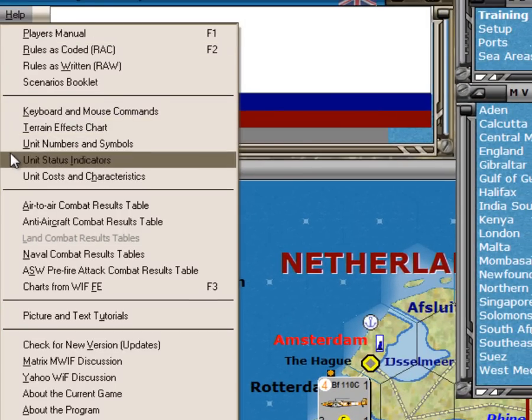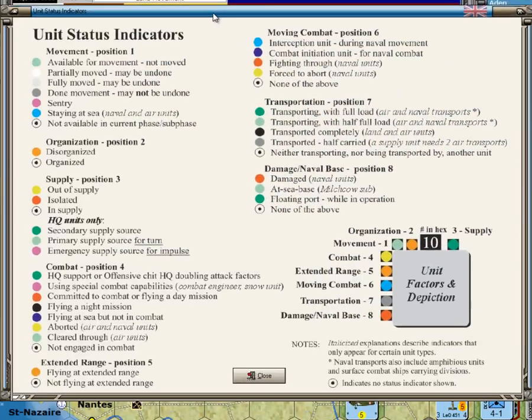In addition to the numbers, you can also bring up the unit status indicators. The status indicators are the little dots that are above the unit depictions on the map and also running down the left-hand side. If none of these dots are lit, then the unit's basically in good shape. But if the dots come up, then there's something special about it.